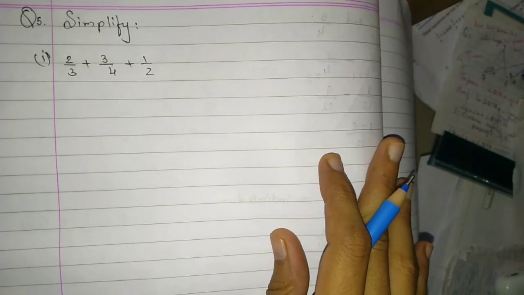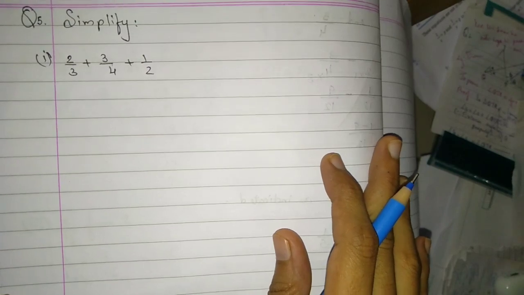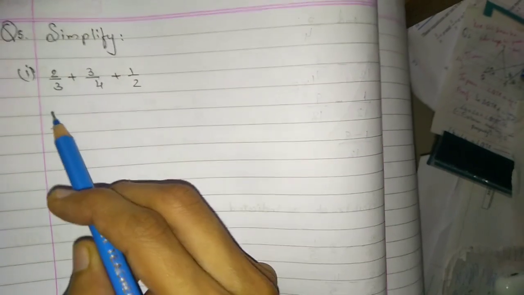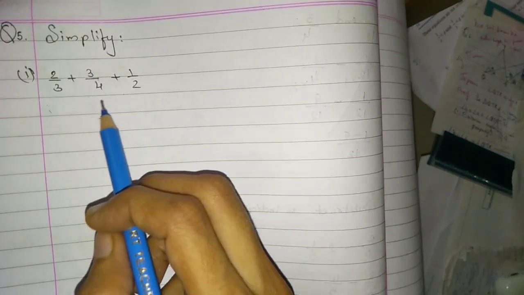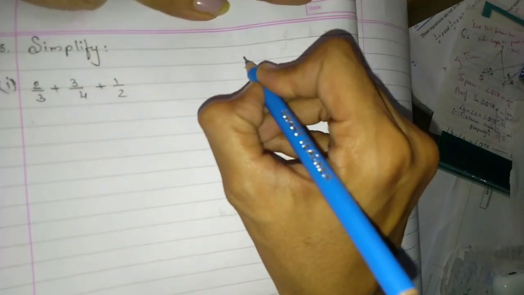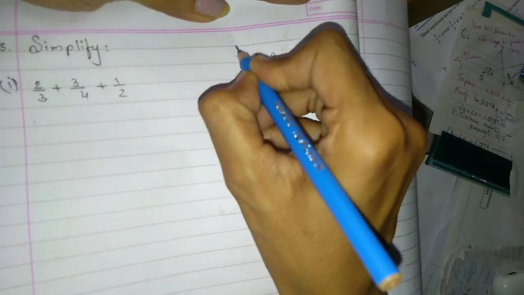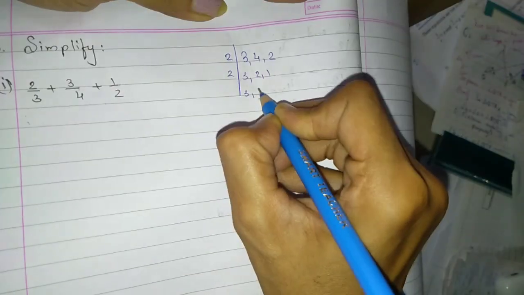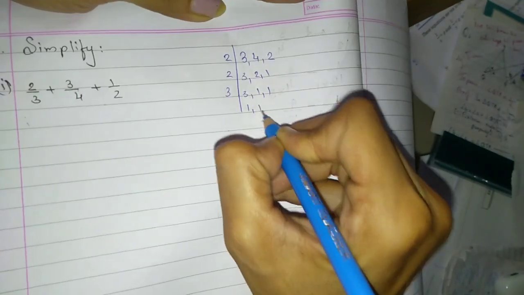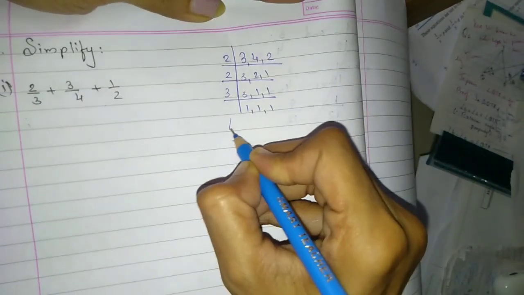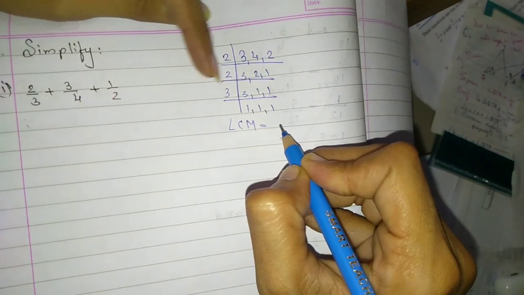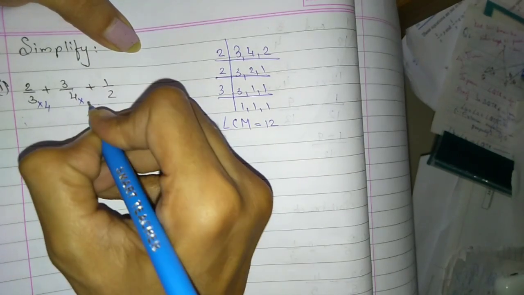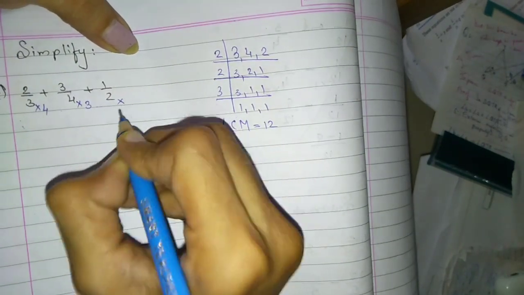Question number 5. Simplify 2 by 3 plus 3 by 4 plus 1 by 2. Now here 3 fractions are there. Then also the same thing we have to do. First we will take out the LCM and make the denominators the same. So 3, 4, 2: 2 2s are 4, 4 3s are 12. So 12 is the LCM. So 3 into 4, 4 into 3 and 2 into 6.